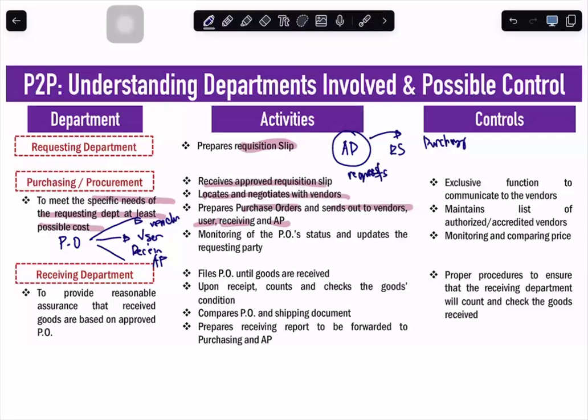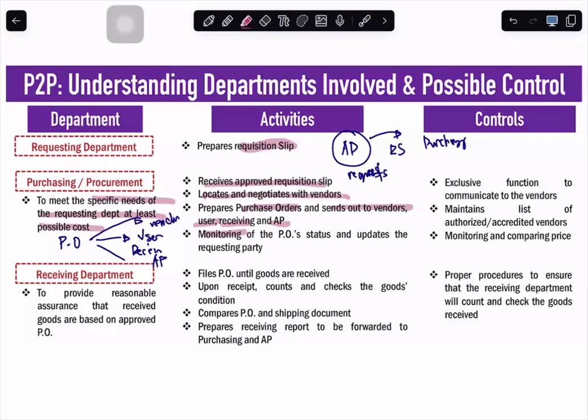So, therefore, the PO is prepared in quadruplicate copy. Quadruplicate because it will be given to four individuals. Next, the purchasing or the procurement department will monitor now the purchase order status and update the requesting party.